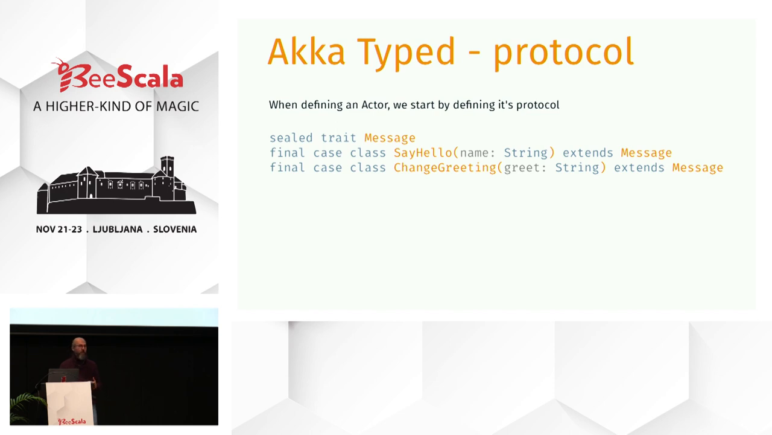And what do you do with Akka Typed? The first thing to do is to define the protocol of your messages. When I define an actor, I have to define what messages I can send to that actor. So in that simple example here, I have one common trait. I have a lack of creativity, I just call it Message. And it will have a SayHello and a ChangeGreeting.